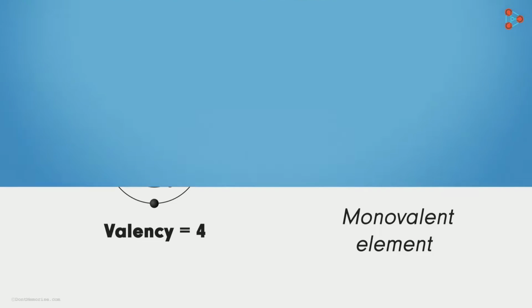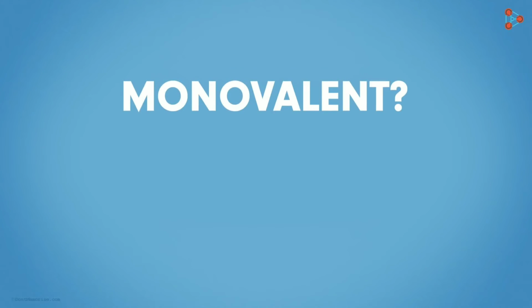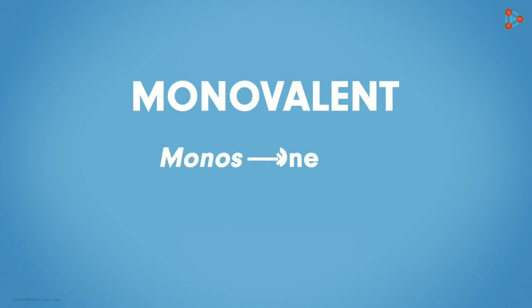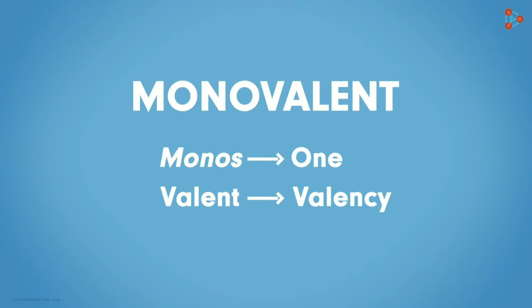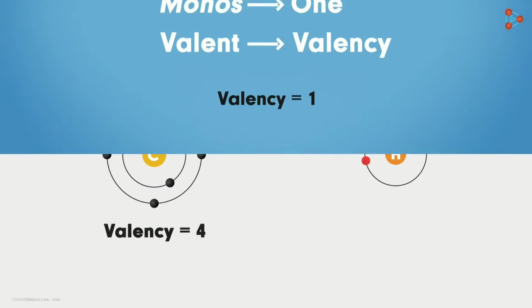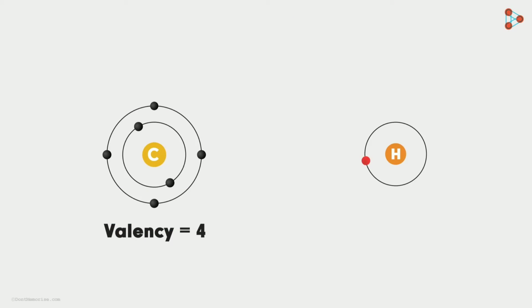Wait a second, what do we mean by monovalent? We know monos is 1 and valent here refers to valency. That means elements having the valency 1. It needs 1 electron for stability. Coming back to our discussion, how will the bond be formed?